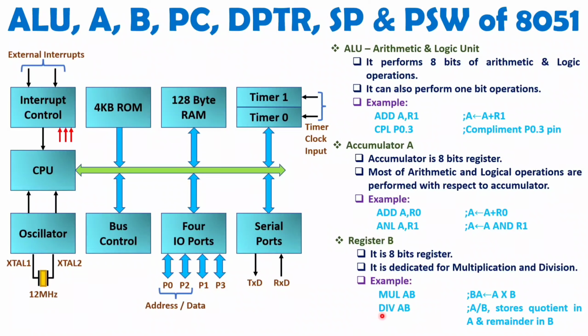When you write DIV AB, you do the A divided by B operation. When you perform this, your answer will be in terms of quotient and remainder. The quotient will be inside A after A divided by B and the remainder will be inside B after A divided by B. That is how the A and B registers are there inside 8051.